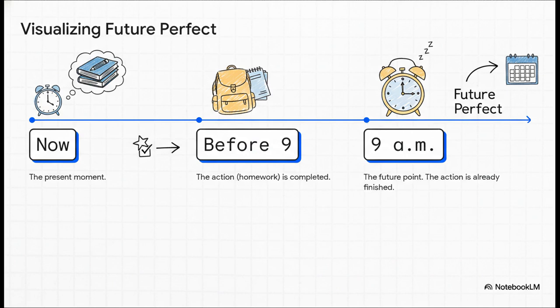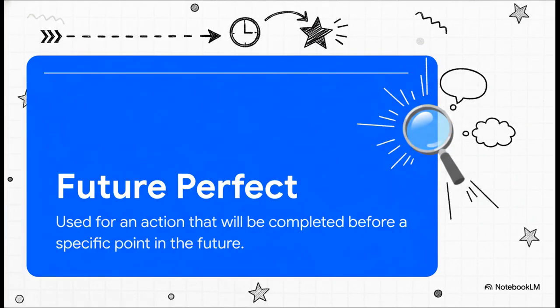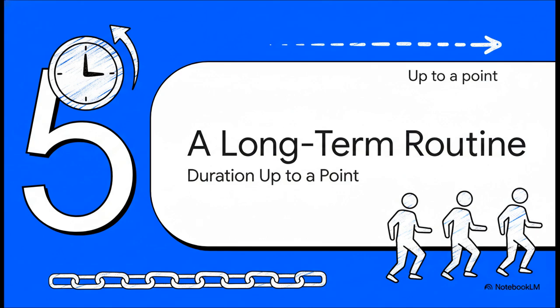Here we are at now. Sometime before we get to 9 a.m., the homework gets finished. So when we actually hit that 9 a.m. mark in the future, the task is already in the rearview mirror. So this is called the future perfect tense. You pull this one out when you want to look ahead to a specific time and talk about something that will already be done by then. It's like you're standing in the future, looking back. Pretty cool, huh?